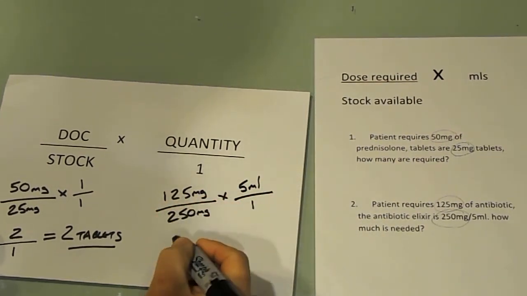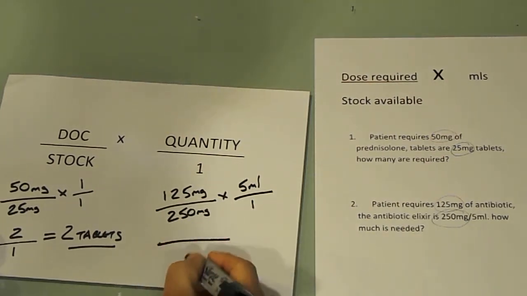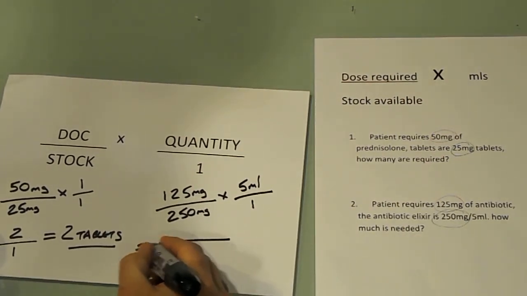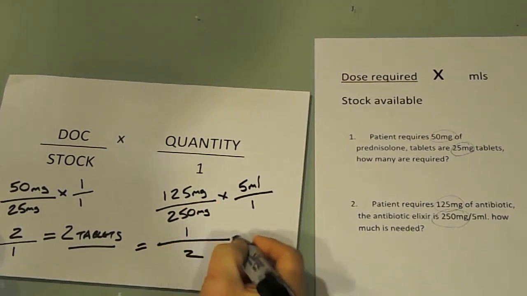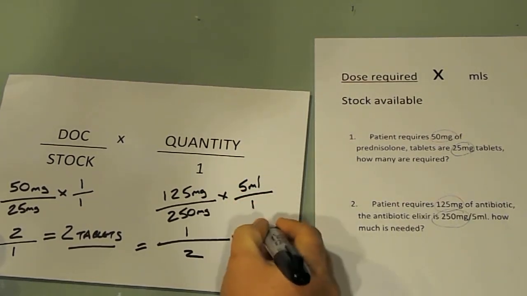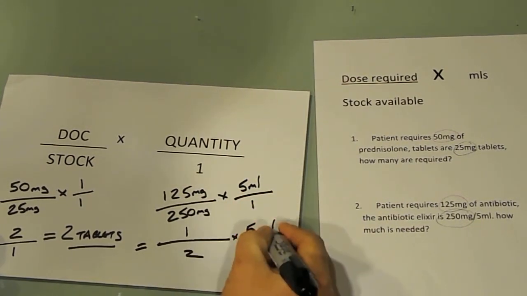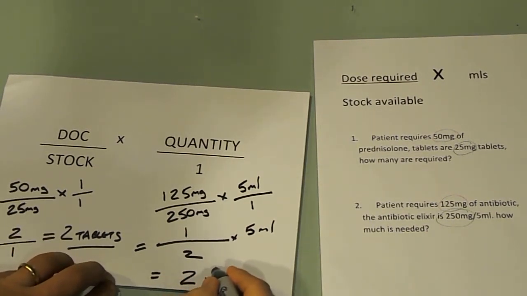We can break this down. 125 goes into 250. How many times? 2 times. 125 goes into 125 1 time. Times the volume, 5 mils. 5 over 1 is still 5. So half of 5 mils equals 2.5 milliliters.